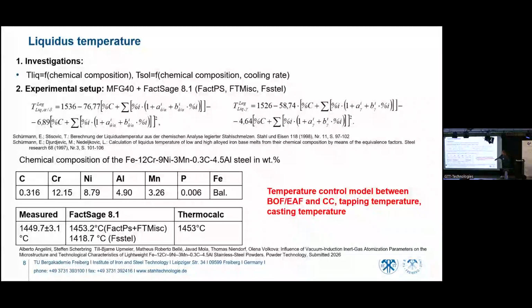After that, we calculated the liquidus temperature with FactSage, with databases FactPS and FTmisc. The calculated temperature was 1453, but in the case of this steel, it is lower. So we checked in this case with Thermo-Calc, and with Thermo-Calc we calculated 1453. So you can see that both the calculated and measured temperatures are in good agreement.